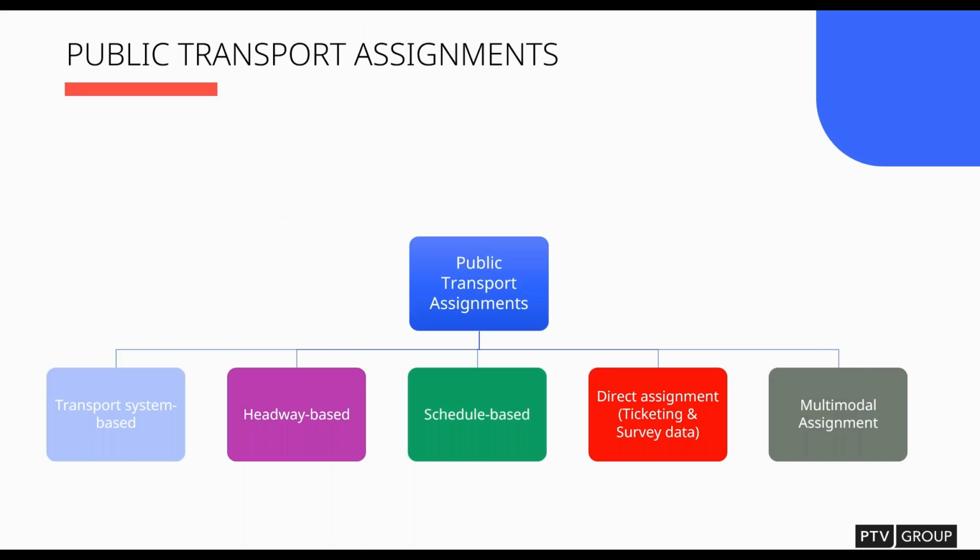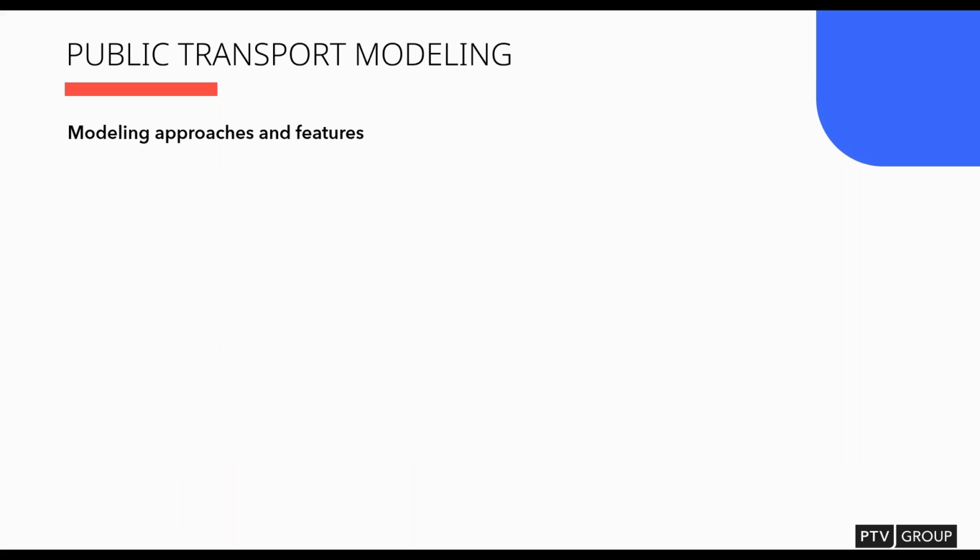So we kind of classify the various transit assignments that are available within Visum as follows. So they have a transportation system based, a headway-based, a schedule-based or timetable-based assignment. There's a direct assignment, which is used for assigning something like transit ticketing data to the network. And we also have a multimodal assignment as well. And so we'll talk a little bit about how each of these works. So we'll walk through these right now, and we're going to talk a little bit about what's required as well as what the outputs you'll get for each of them.